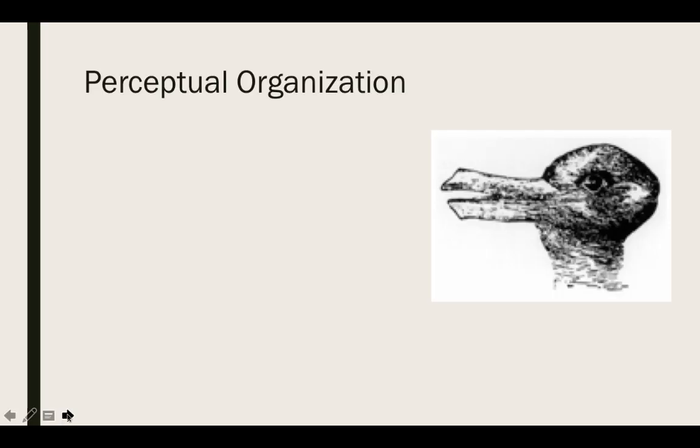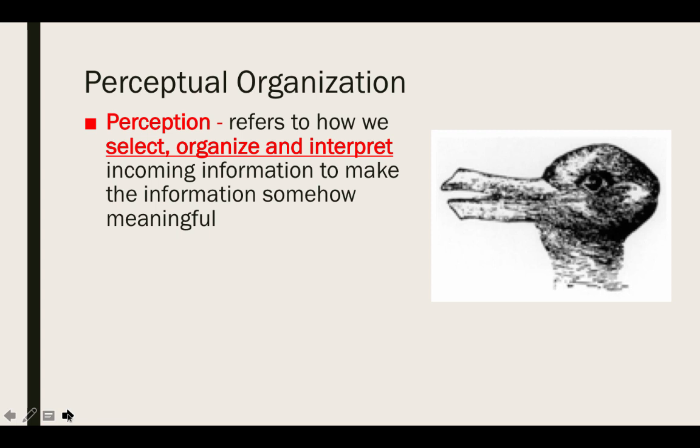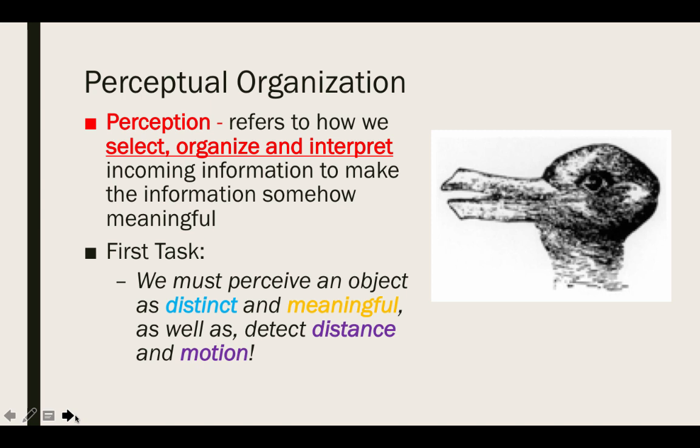We're going to first talk about perceptual organization. Perceptual organization refers to how we select, organize, and interpret incoming information from our senses, our bottom-up information, so we can make something meaningful and useful to us in adapting to our environment. So the first task, and we have several tendencies when we are using our top-down processing, we first must perceive an object as distinct from its background and meaningful somehow. And later on we'll talk about how we detect distance and motion.